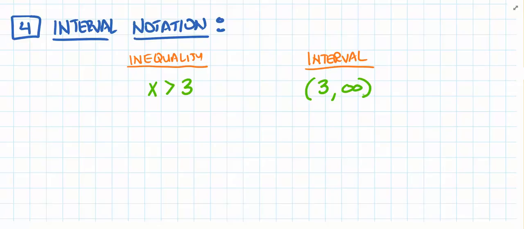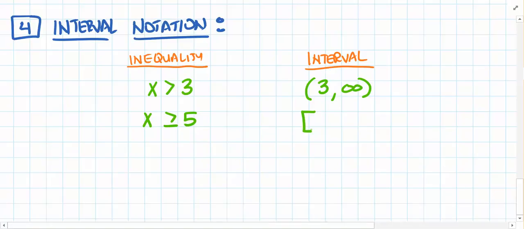What if I did this one? What if I did x is greater than or equal to 5? Okay, this is an inequality. I want to change it into an interval. So I would use a bracket now. The bracket indicates that 5 is part of the interval. So I go 5 to infinity with an open parenthesis. So notice the difference, right? When the number is included in the interval, you use a bracket. When the number is not included, you use a parenthesis. We never put a bracket on infinity.